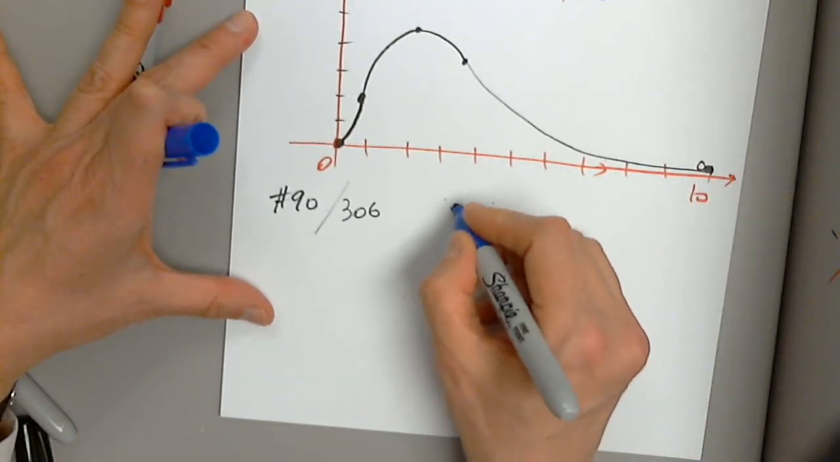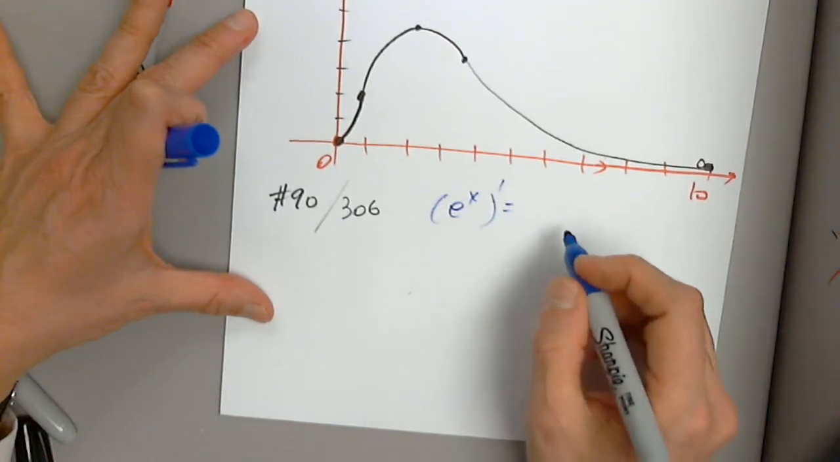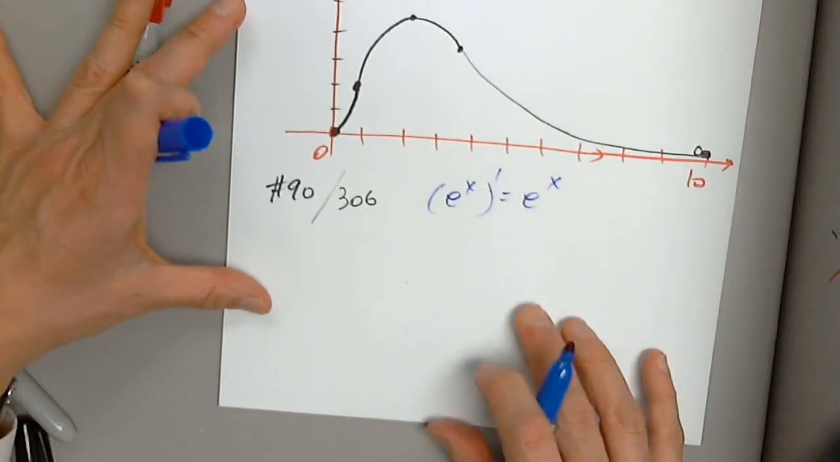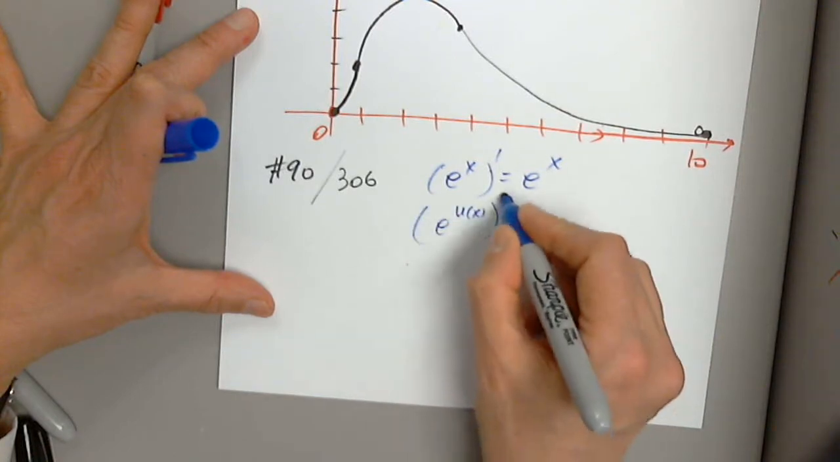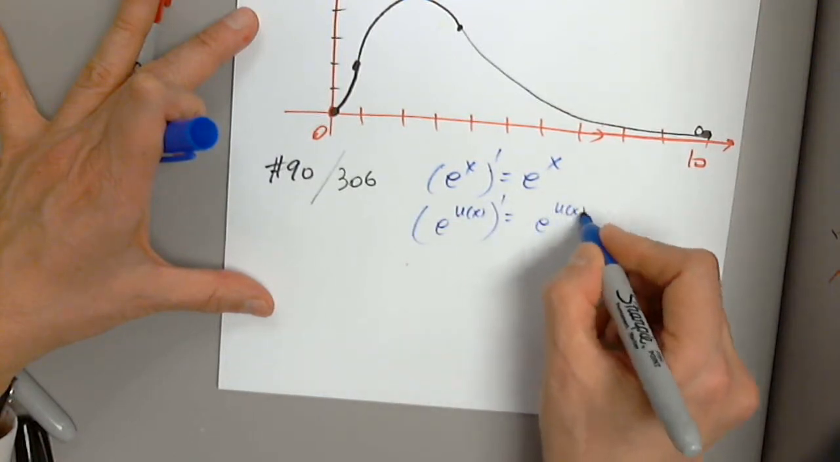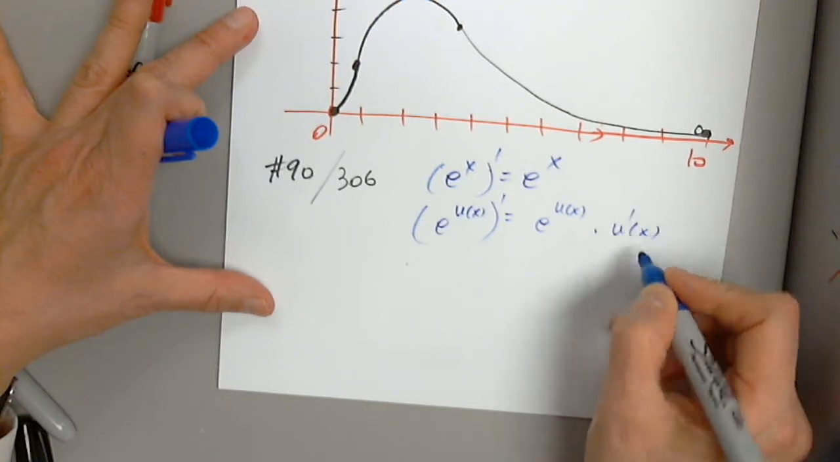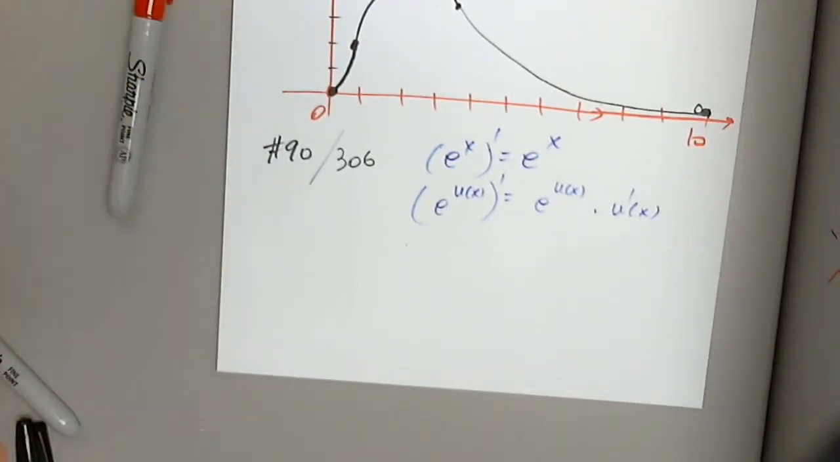When we differentiate e to the x, let's refresh our memory, we get e to the x. When we differentiate e to a function, we get e to the function times the function prime, like we always do, times the inner function prime.